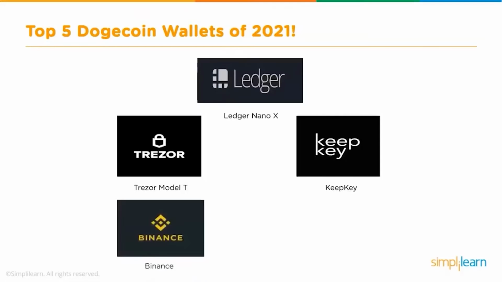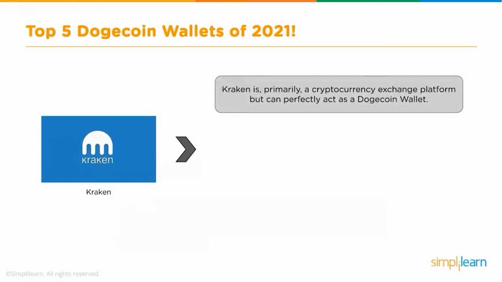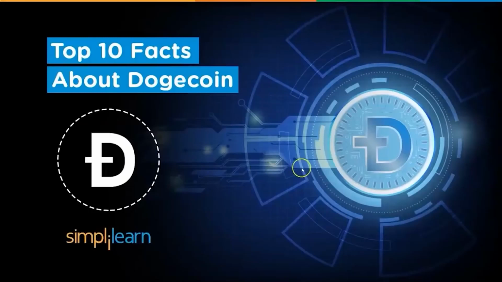Kraken is primarily a cryptocurrency exchange platform but can perfectly act as a Dogecoin wallet. All you need to do is to register and then buy some Dogecoins. It is a very secure and reliable cryptocurrency exchange platform. It charges very low fees for every transaction taking place on it, and it accepts a pretty decent amount of fiat money.